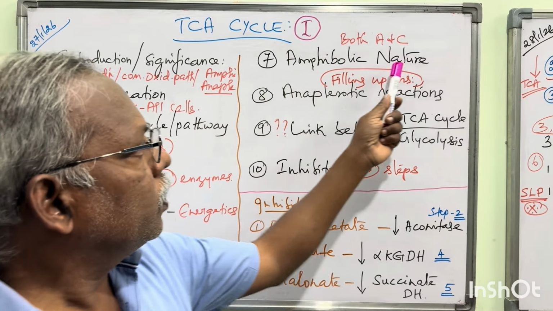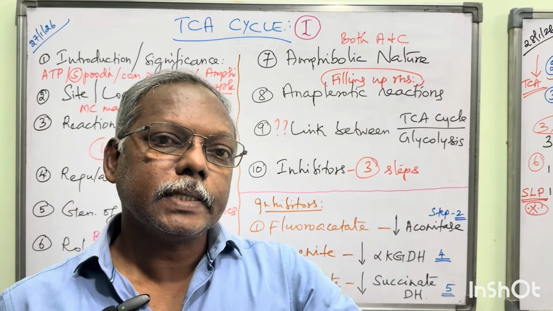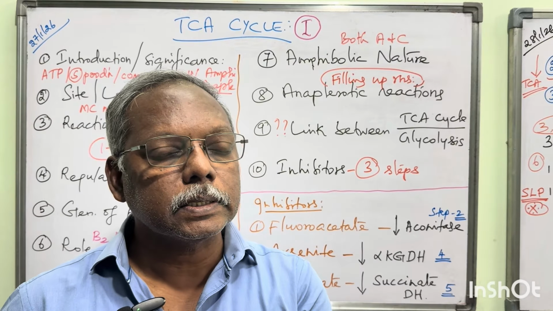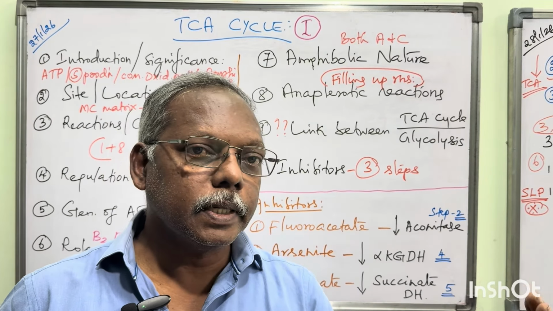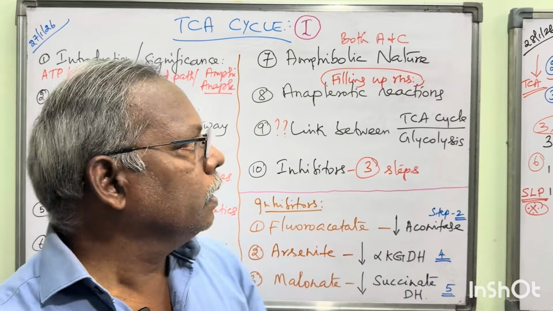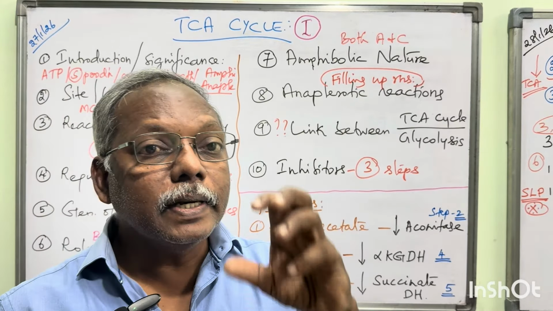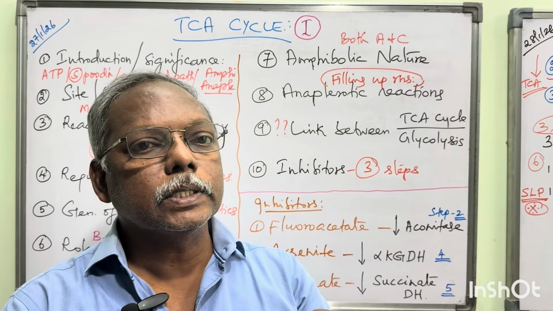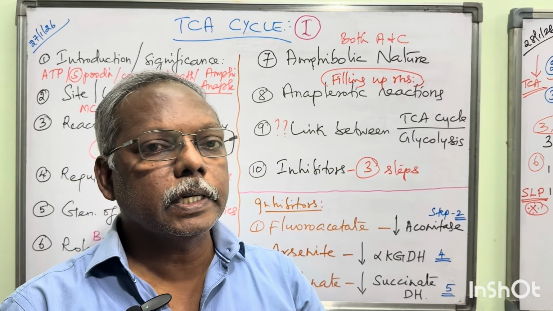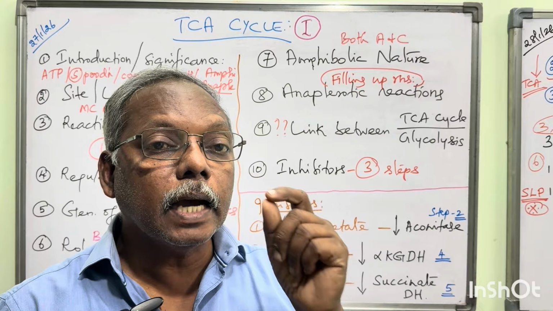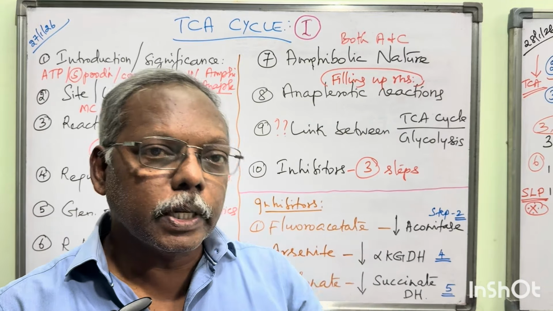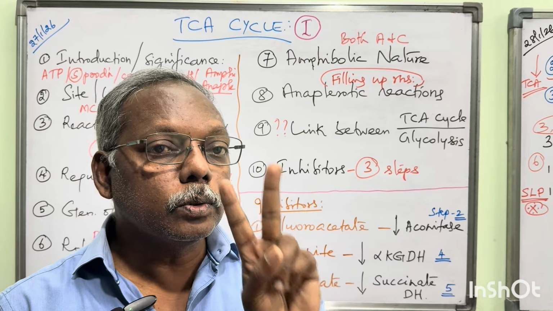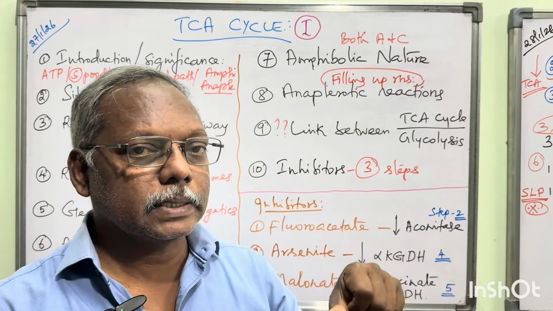Next is amphibolic nature. That means this cycle has both anabolic reactions as well as catabolic reactions. You have to give some examples for anabolic as well as catabolic reactions. Then anaplerosis means filling up reactions. There will be no gap in the TCA cycle, so available products enter into the TCA cycle for the continuation of the cycle. For this also you have to give 1 or 2 examples, because this is your 5-mark question. Minimum you have to give 2 reactions for these filling up reactions.